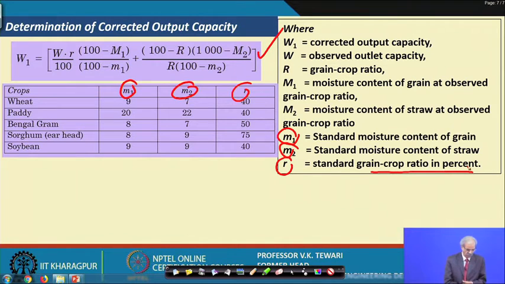So, these for some of the crops are given for information, and it will help you in using it over here, so that you can get the corrected output capacity of wheat, paddy, Bengal gram, sorghum or soybean. So, these crops you can get.